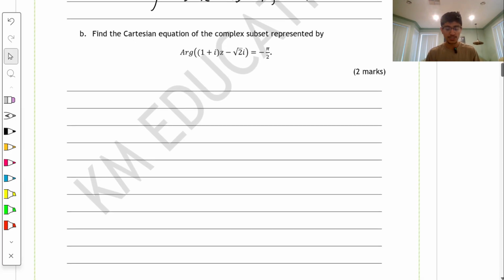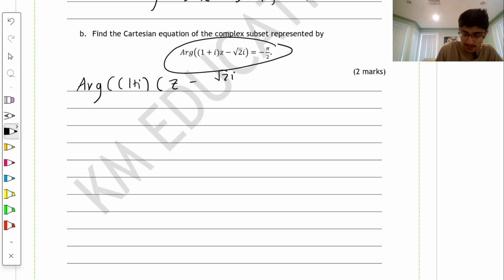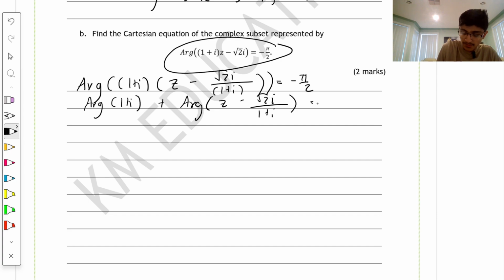So finding the Cartesian equation, and again, it's in this really weird alternative form, but the process is still going to be the same. I'm going to try and convert this into arg(z - some complex number) equals an angle. So same thing, I'll factorize out 1 + i. So 1 + i, take that out as a factor, and this is what we get. And when writing this, we can again split the argument up. We can represent this as arg(1 + i) + arg(z - √2 i/(1 + i)), and this is equal to -π/2.